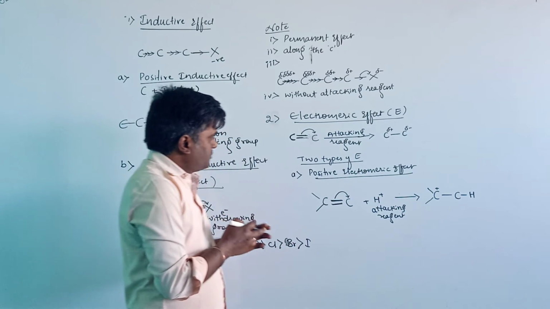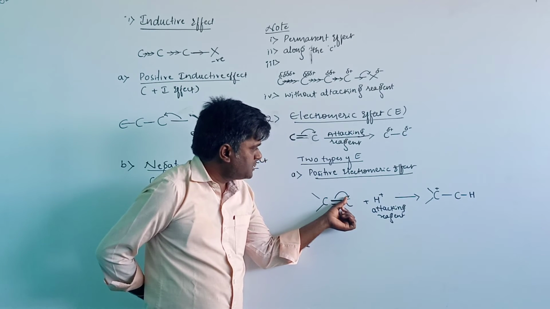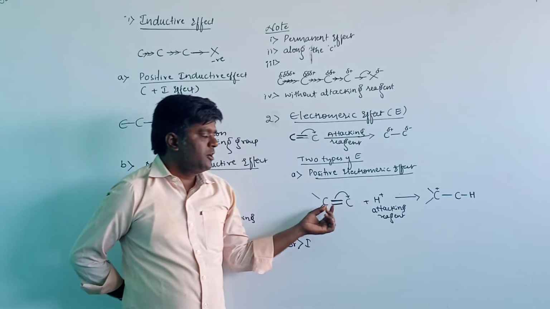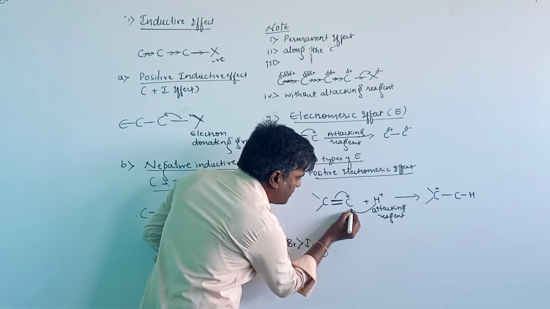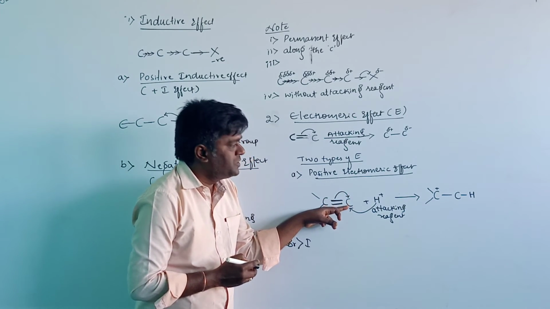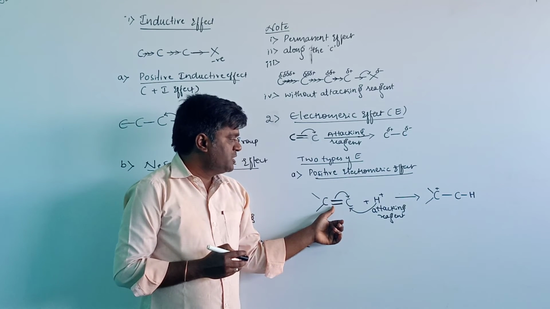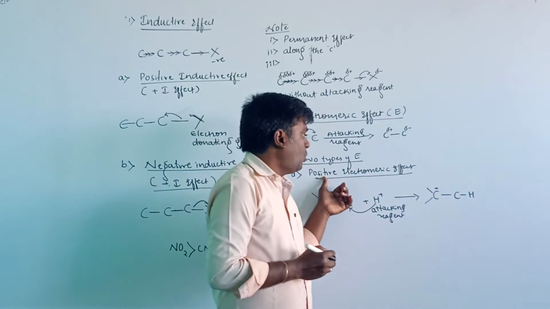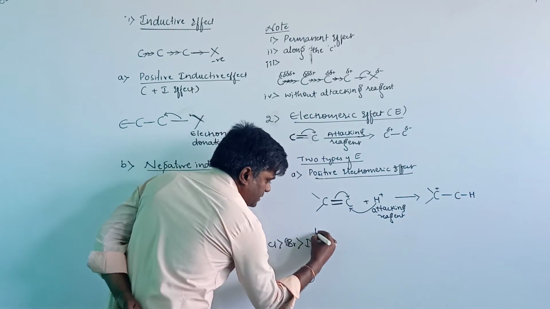When we observe this positive electromagnetic effect, the displacement of electrons will take place towards the attacking reagent. So here, the movement of electrons will take place towards the attacking reagent, that is known as the positive electromagnetic effect. The movement or displacement of pi electrons towards the attacking reagent is known as positive electromagnetic effect. The second one is the negative electromagnetic effect.